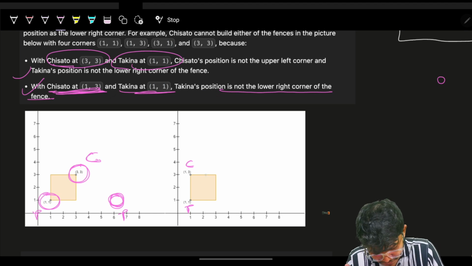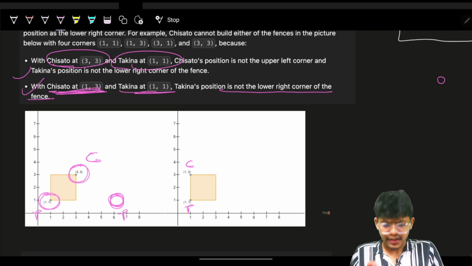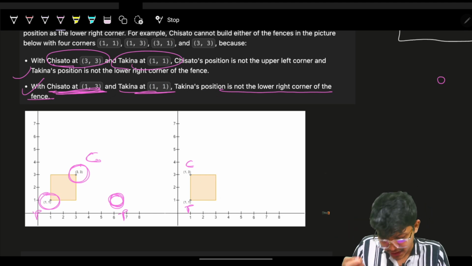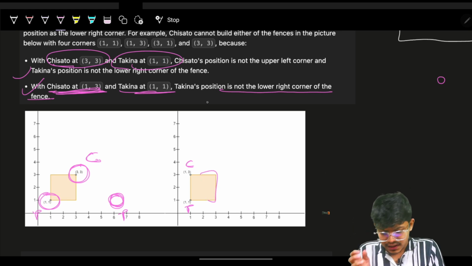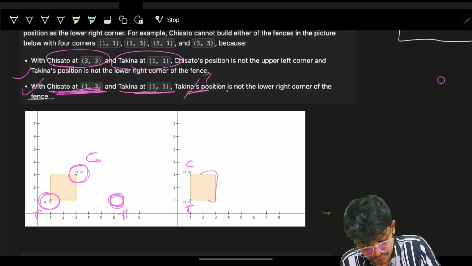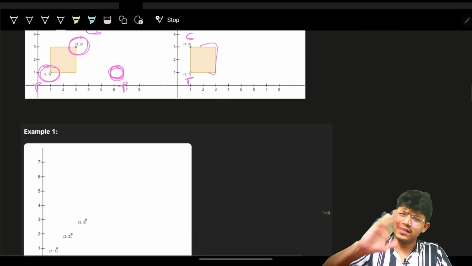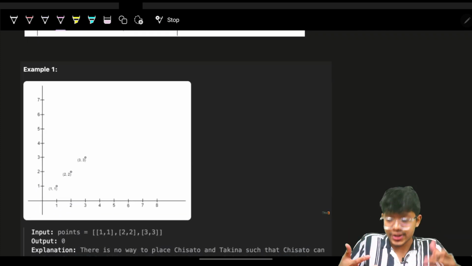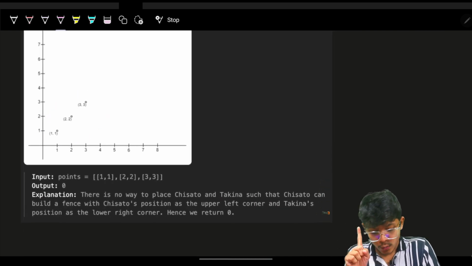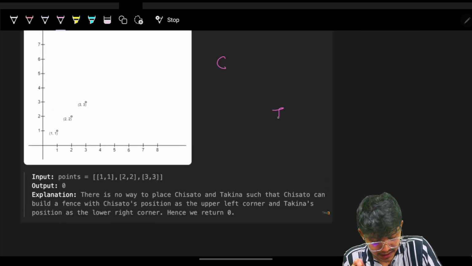So you can see the fence will not be like this. The entire thing will not be like this because the position of T is not the lower right corner of that specific fence. No worries, we'll see the example itself more, to see what they actually want. So now we know one thing, that C can be here and T can be here.